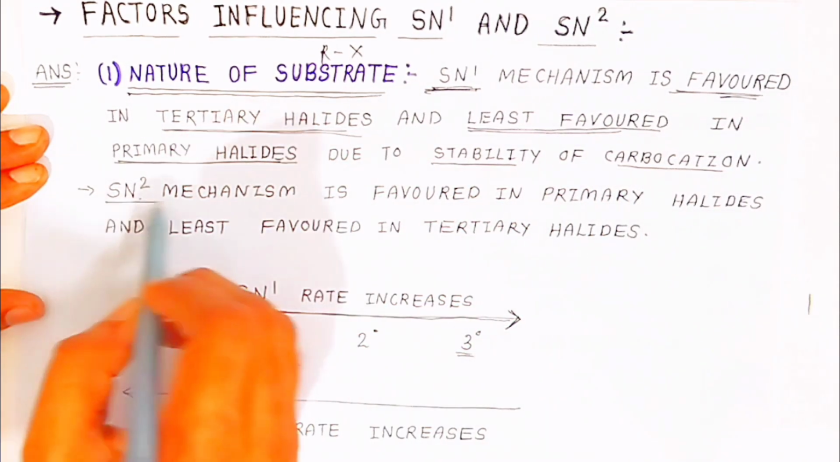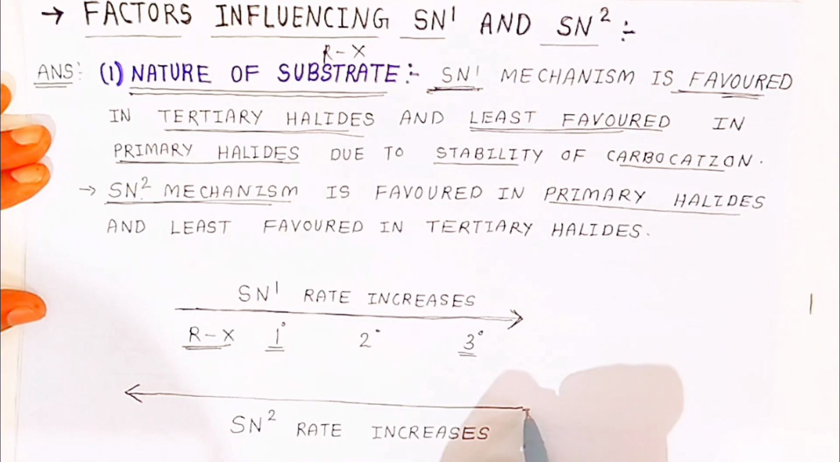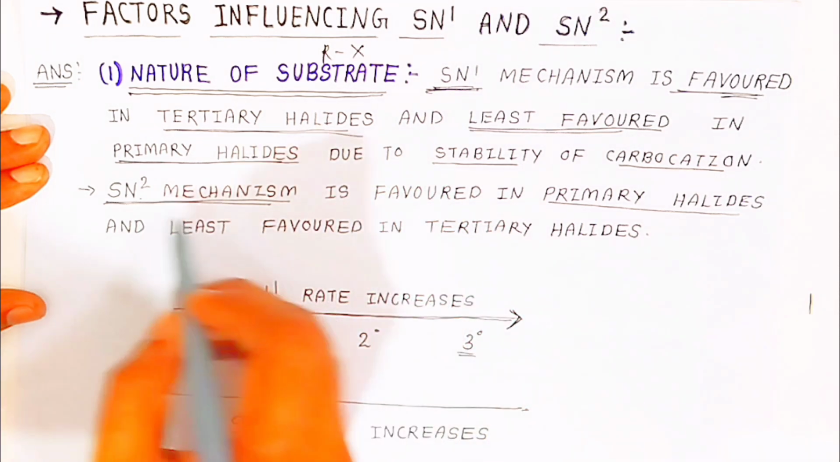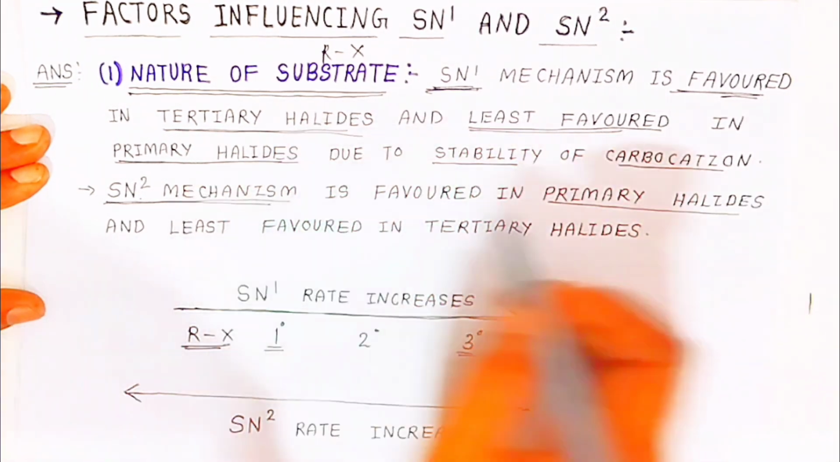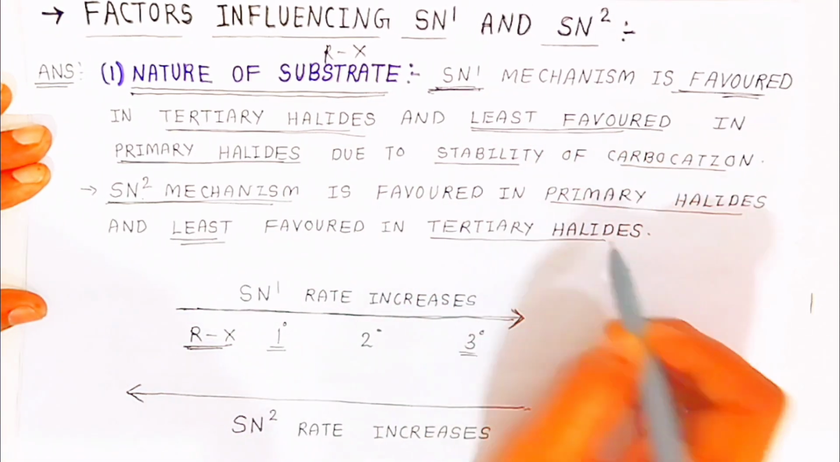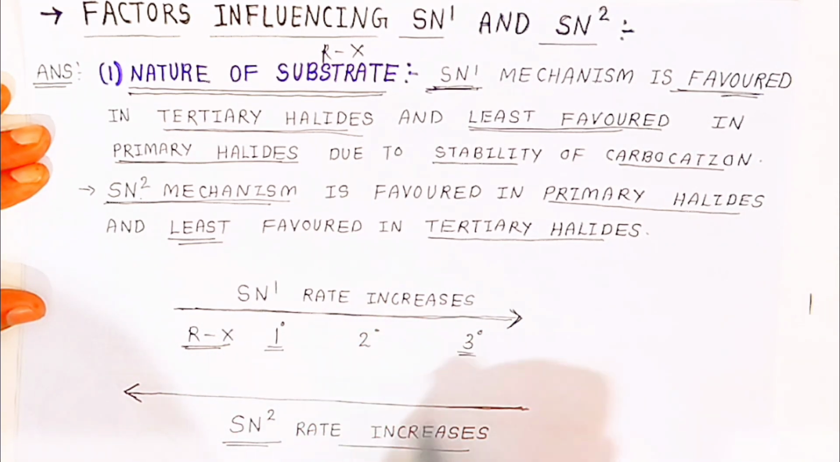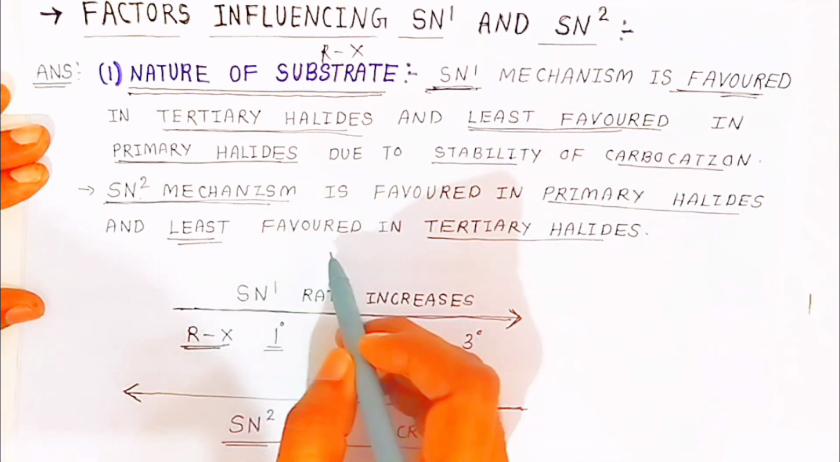Now, students, when you are talking about the SN2 mechanism, it is favored in primary alkyl halide. See the arrow: now here we are drawing from tertiary alkyl halide to primary alkyl halide. So primary alkyl halide favors the SN2 mechanism and it is least favored in tertiary alkyl halide. When you go from tertiary to primary, the SN2 rate increases.